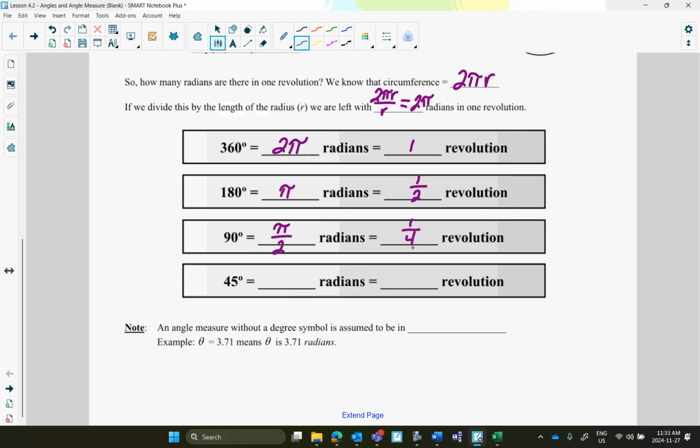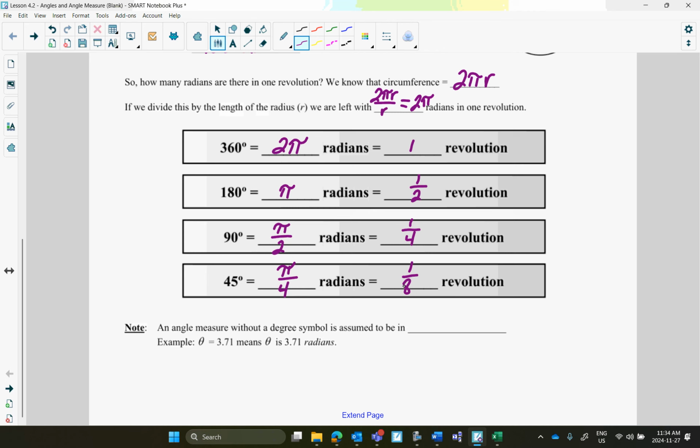What about 45? I have to take this and divide it in half again. Remember, when you divide by 2, that's the same as multiplying by a half. So pi over 2 times 1 over 2 actually gives us pi over 4, which is an eighth of a circle. So you now know 4 angles in radians and their equivalent measure in degrees. But we want to be able to convert everything, which we will do shortly.